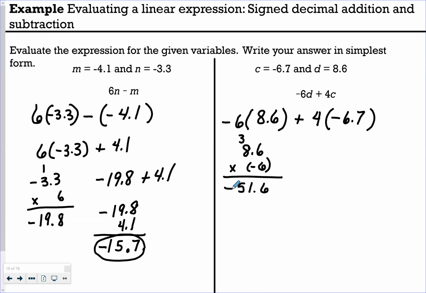Let's multiply this second group here, 4 times negative 6.7. So 7 times 4 is 28. 4 times 6 is 24, plus the 2 is 26. We have 1 decimal place. And since it's a negative times a positive, we are negative. So we are left with negative 51.6 plus negative 26.8.